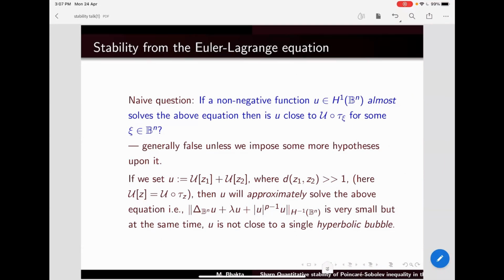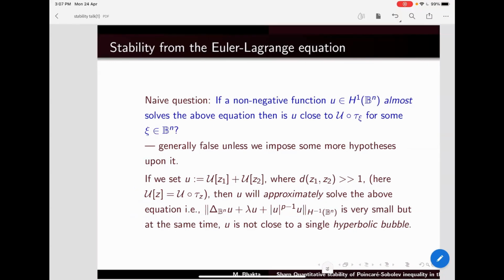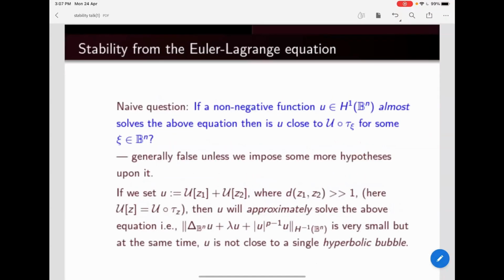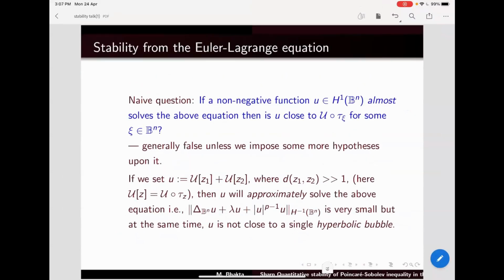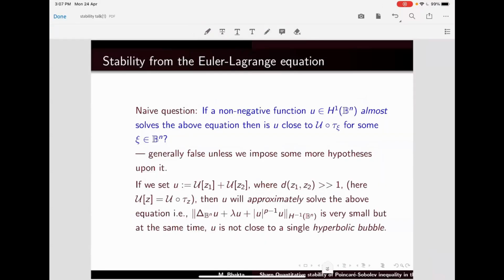So what do I mean by almost solve? Almost solved means that if you take the equation, the Laplacian of u plus lambda u plus u to the power p minus 1 u, its H minus 1 norm is very small, it goes to 0. That means almost solved, or approximately solves.